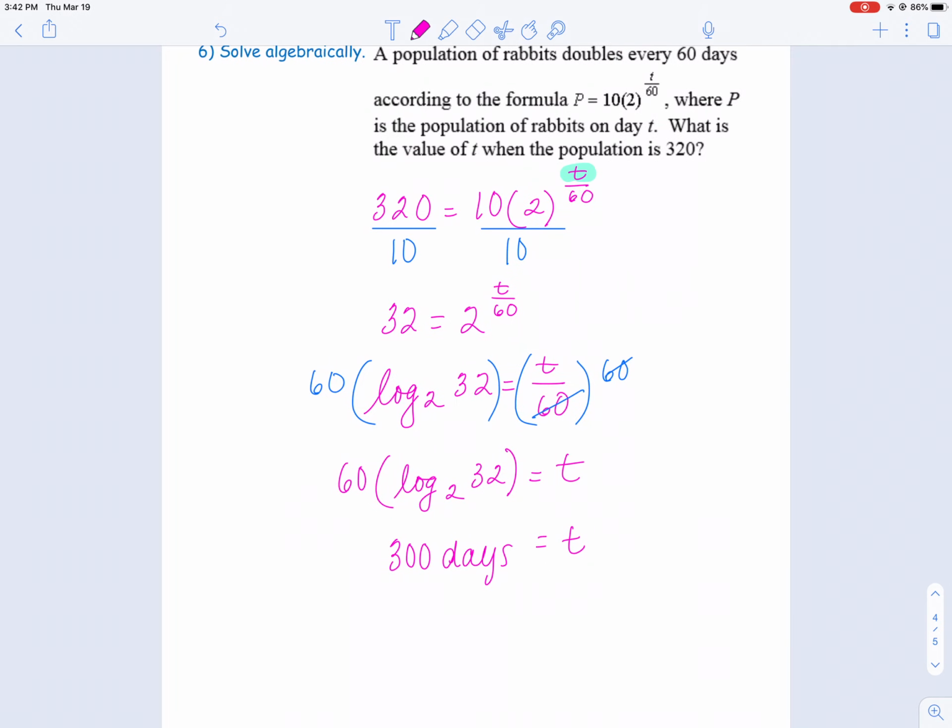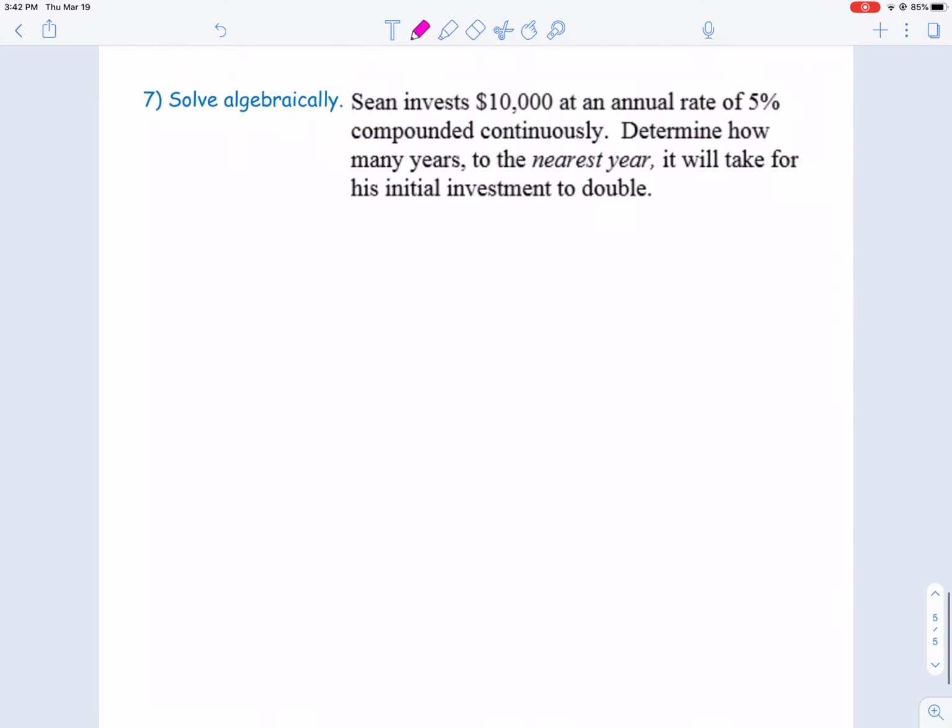Okay, here comes your last one. Important words. Sean invests $10,000 at an annual rate of 5% compounded. Here's the important word, continuously. Okay, that's immediately telling us we need to use our PERT formula. Determine how many years to the nearest year it's going to take for your initial investment to double. Okay, so let's talk about this formula. You know your initial investment, your principal, is $10,000 times e to the rate of 5%, which will be 0.05 times t. They want to know when that is double.